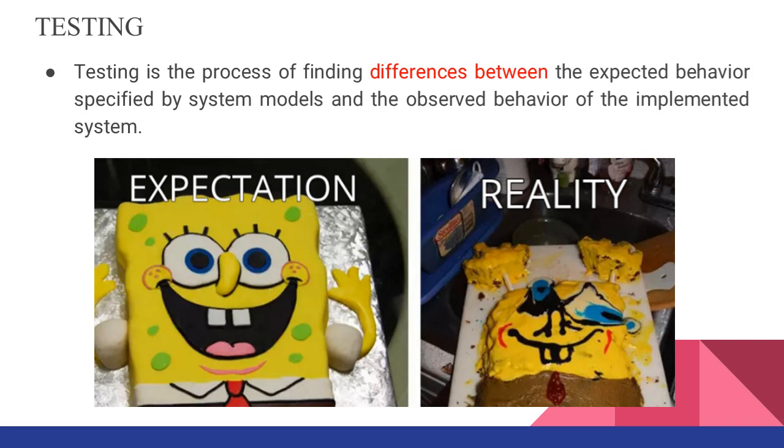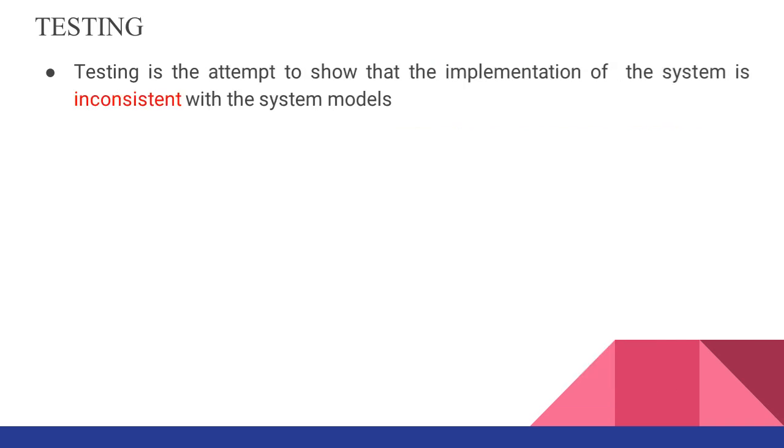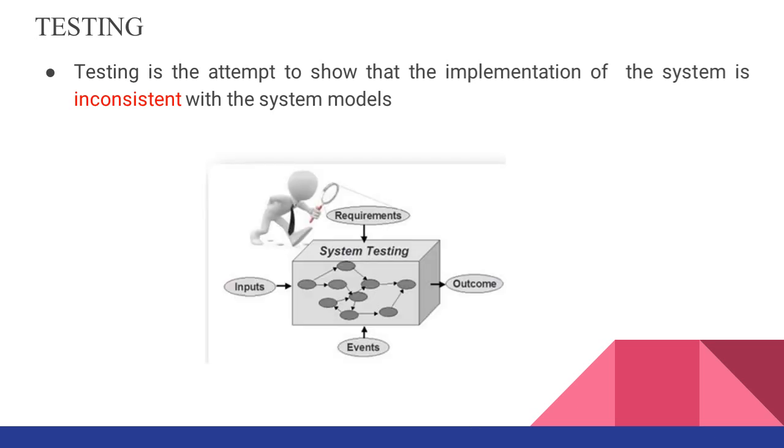Testing is an attempt to show that the implementation of the system is inconsistent with the system models. The goal of testing is to design tests that exercise defects in the system and to reveal problems. Testing is usually accomplished by developers who were involved with the construction of the system.